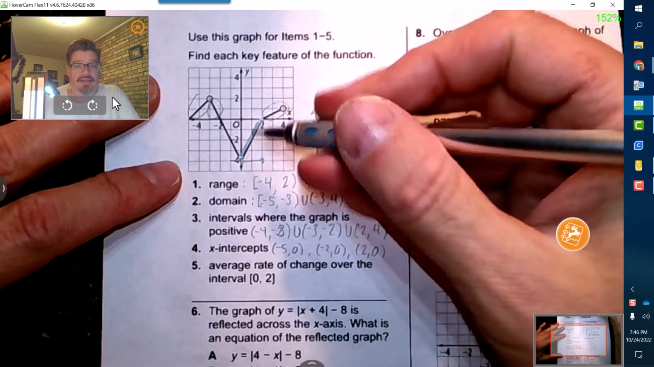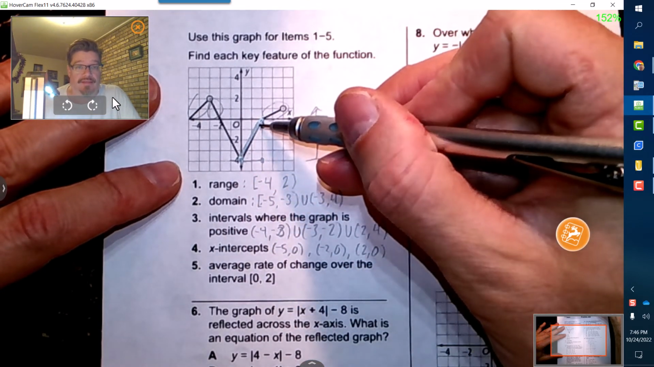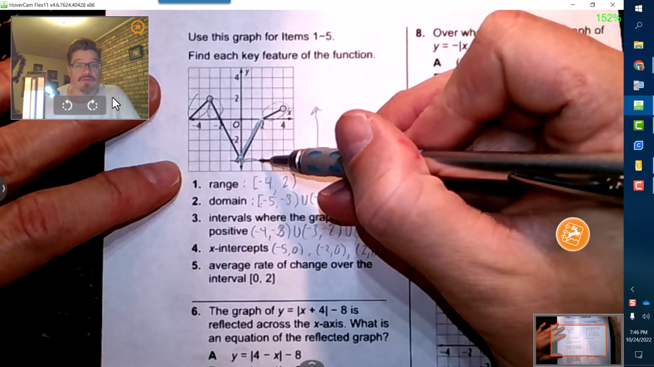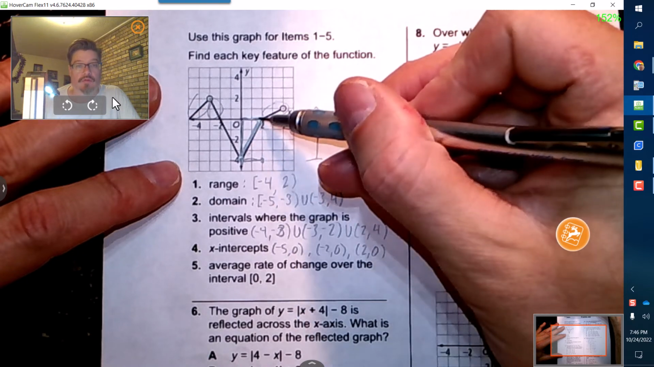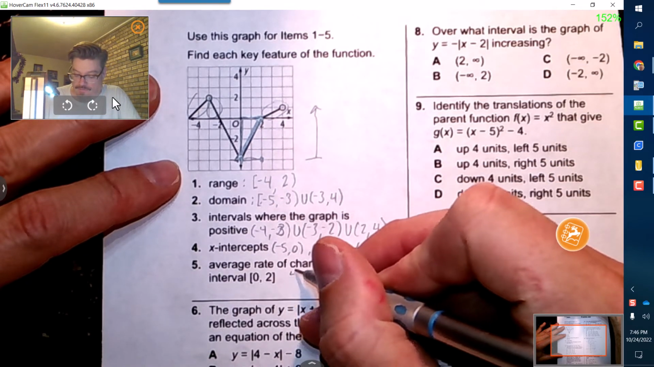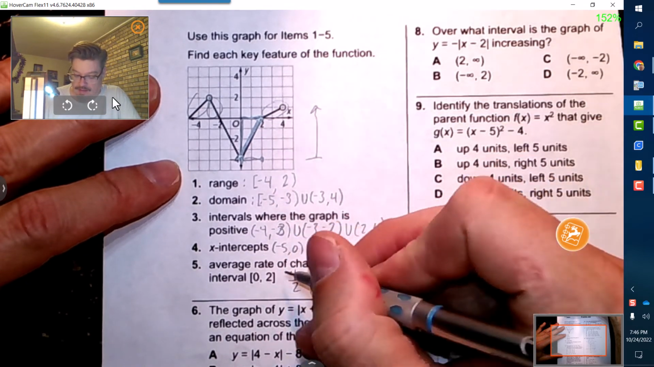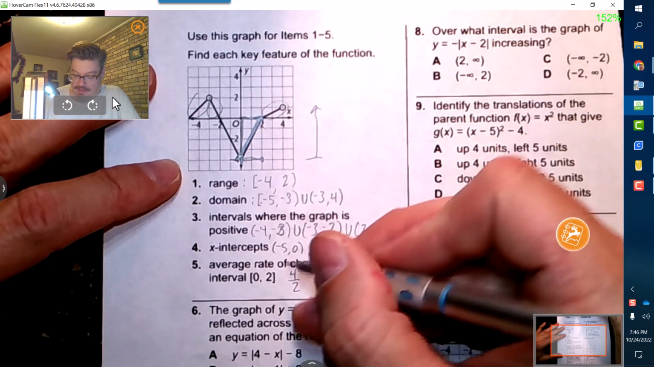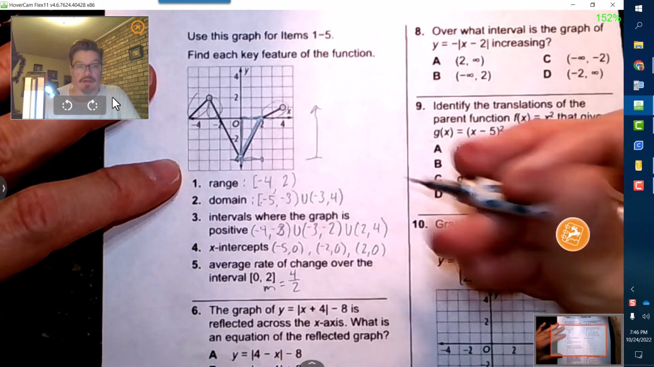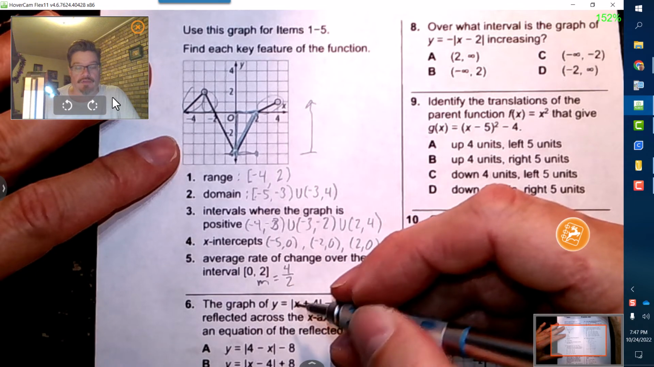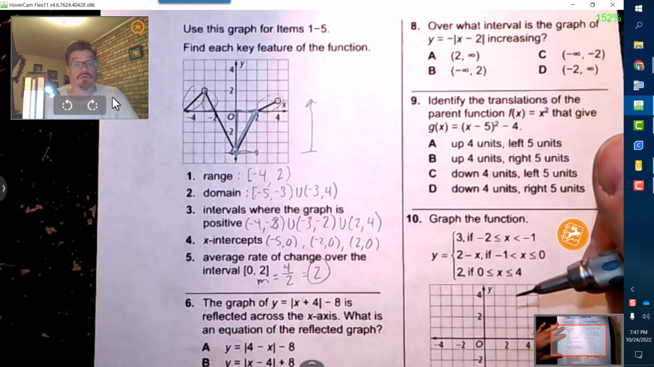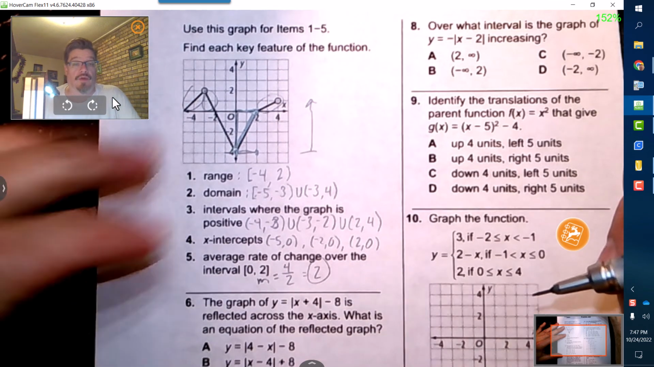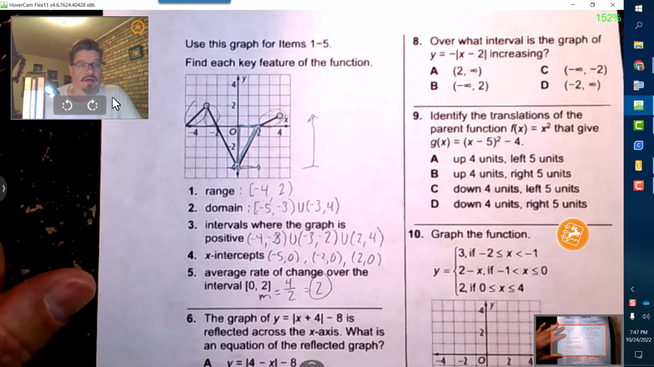Now you will notice you can actually count this. Because it's on a graph, you can count it. We're going up 4, and over 2. So we are going up 4 over 2. So we're going to say that slope m is 4 over 2. So the average rate of change is 2 units per unit. All right, that's 1 through 5.